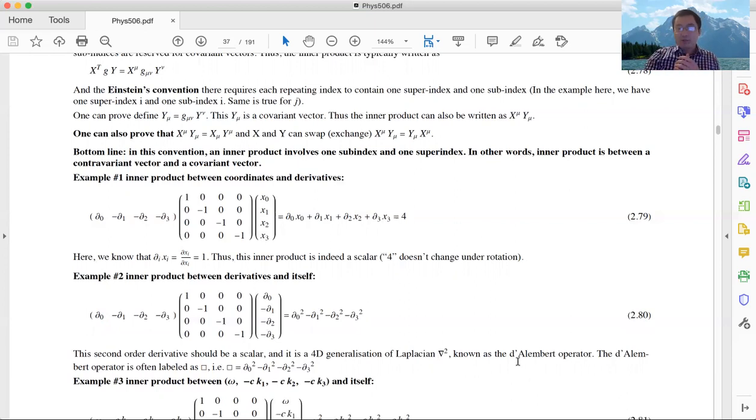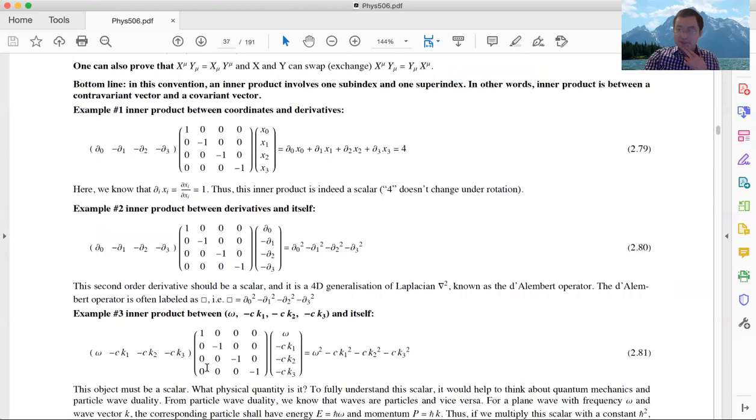It has a name. It's called the... I don't know the proper pronunciation, sorry for that. The d'Alembert operator. Nevertheless, this operator is a scalar. It's a 4D scalar, and usually we use a square to represent this 4-dimensional scalar second-order derivative operator. It's a 4D generalization of the Laplacian.